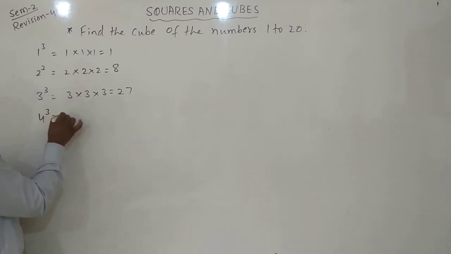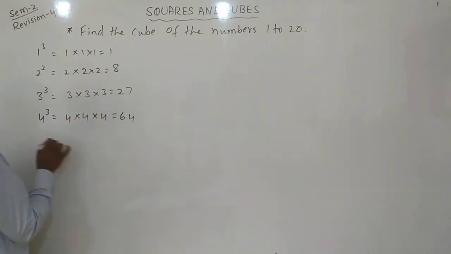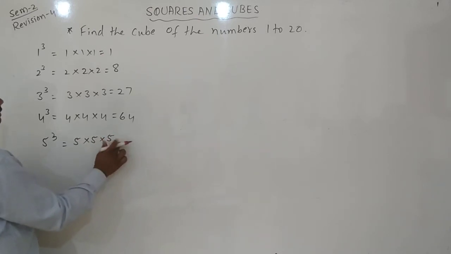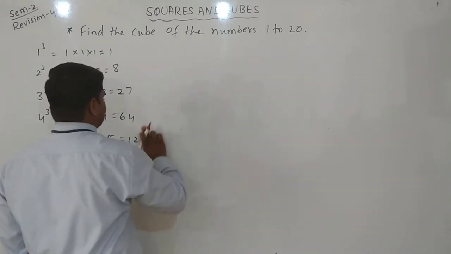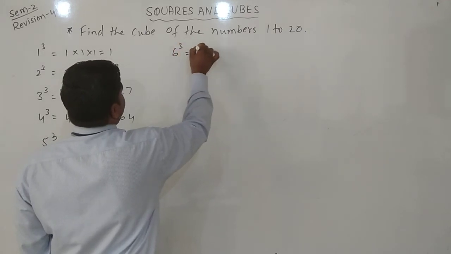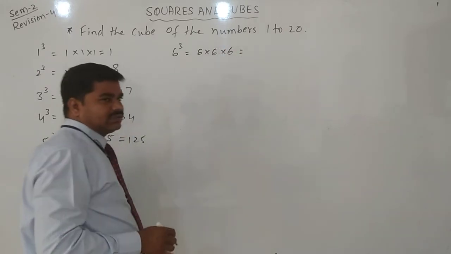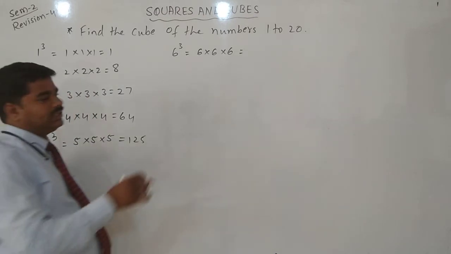4 cube, 4 4s are 16, 16 4s are 64. 5 cube, 5 5s are 25, 25 5s are 125. Yes. Next, 6 cube, 6 into 6 into 6. 6 6s are 36, 36 6s are 216.